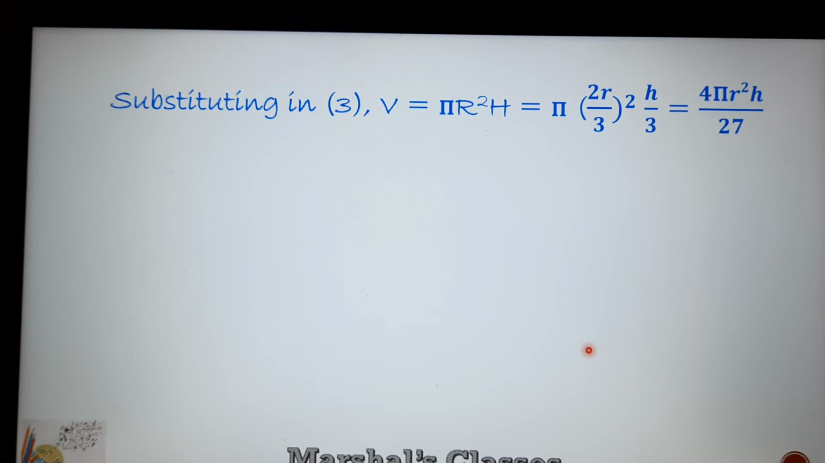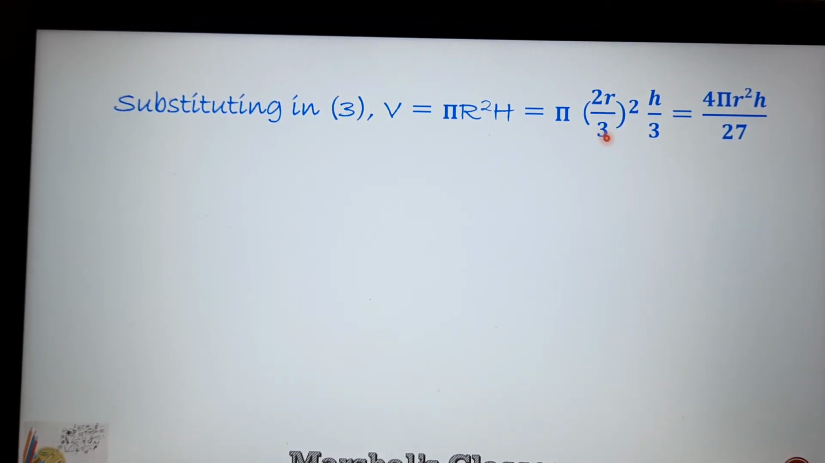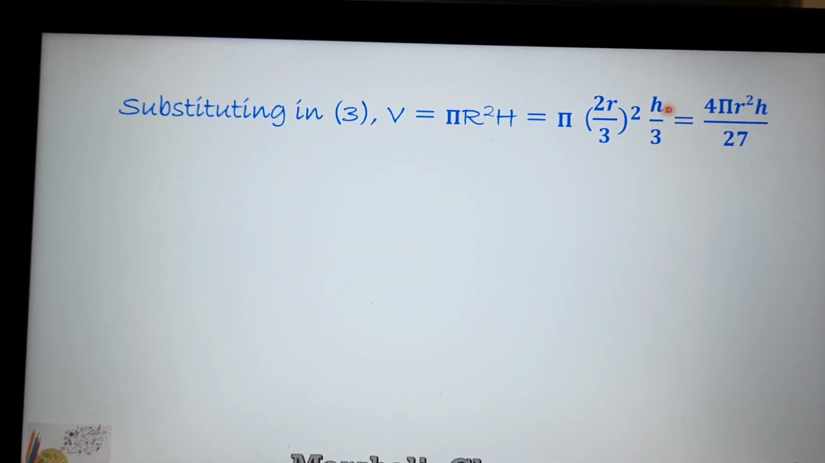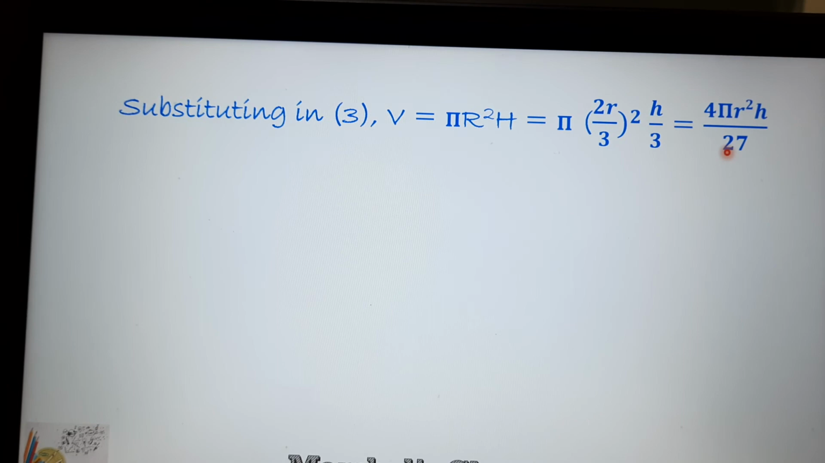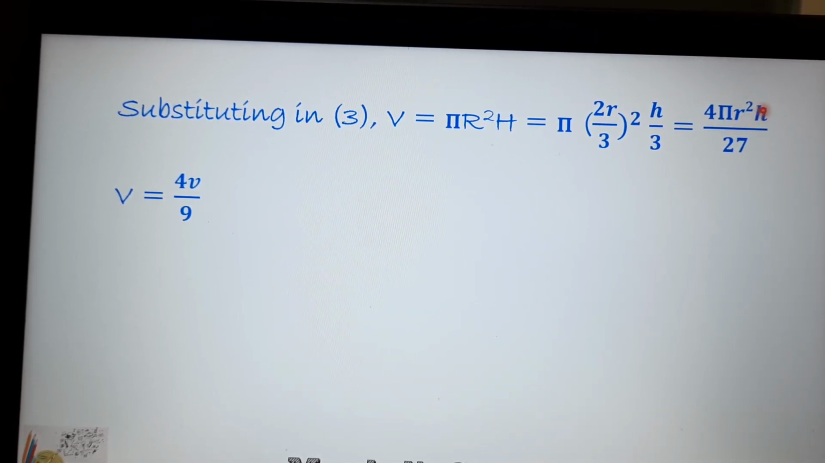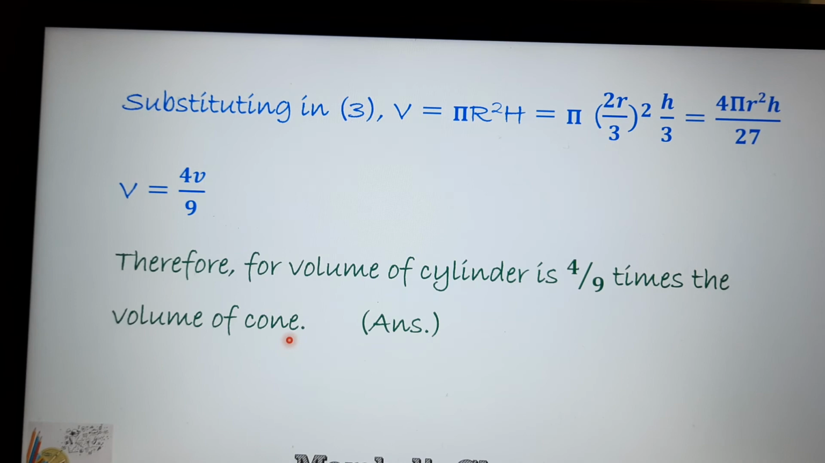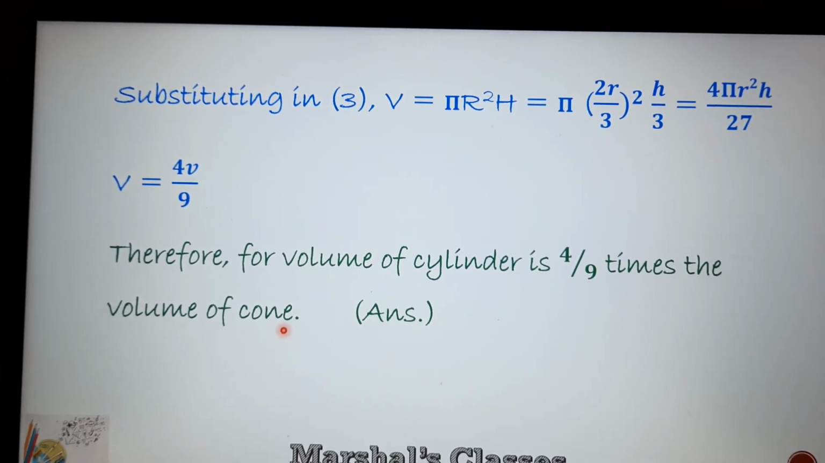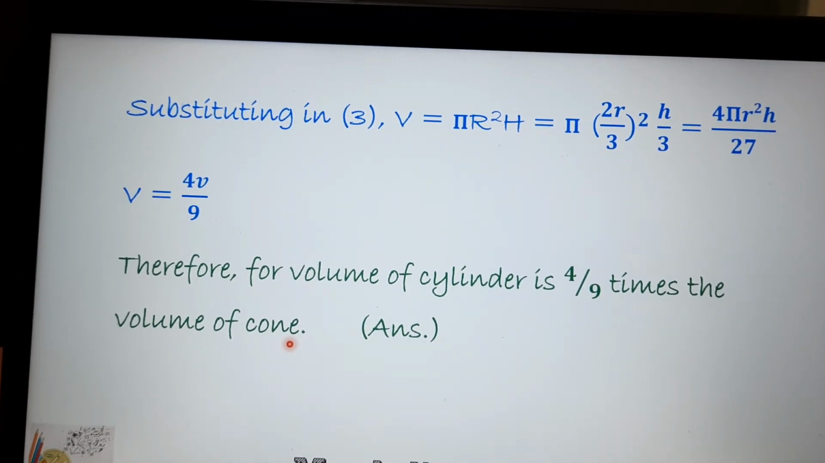The second part, we have to find the maximum volume. V is pi R square H. We know R is 2r by 3 and H is h by 3. We substitute that here, we get 4 pi r square h by 27. Now pi r square h by 3 is the volume of the cone. So capital V is 4 by 9 times small v. Therefore, the volume of the cylinder is 4 by 9 times the volume of the cone. Hence proved, which is the solution of the problem.